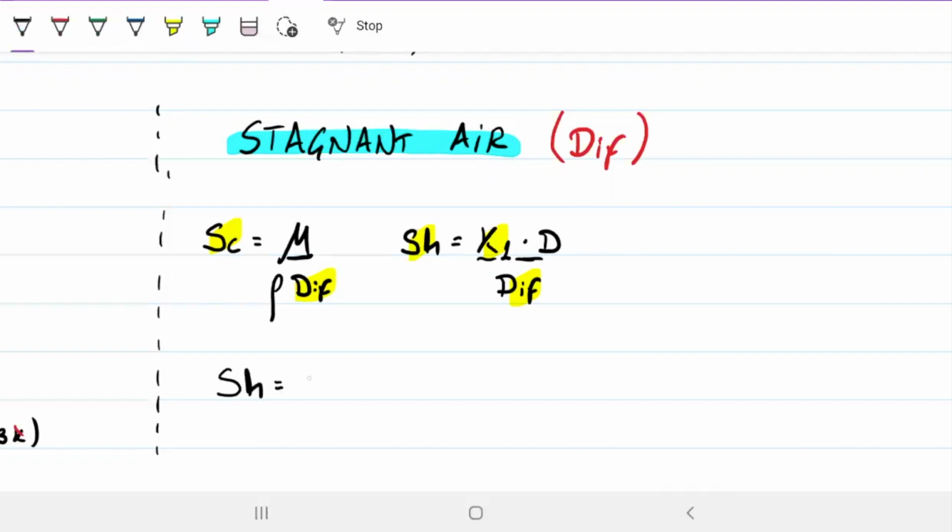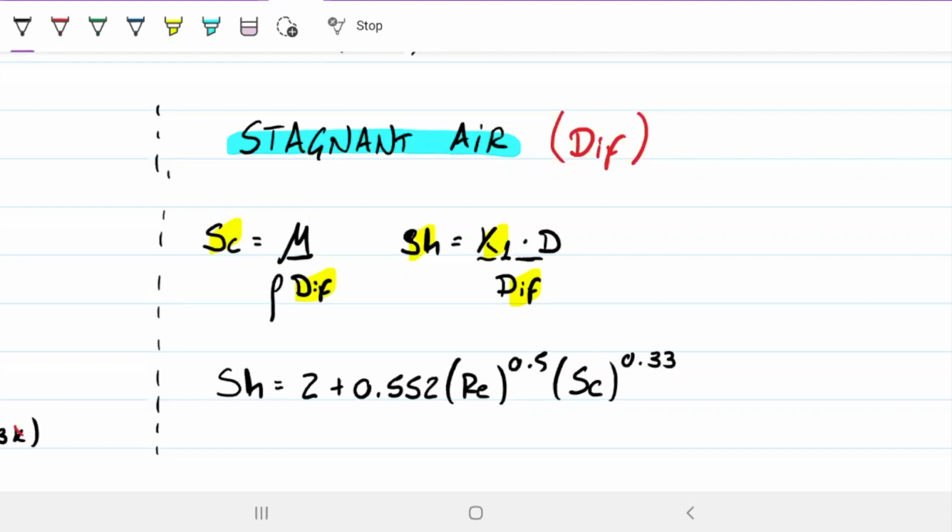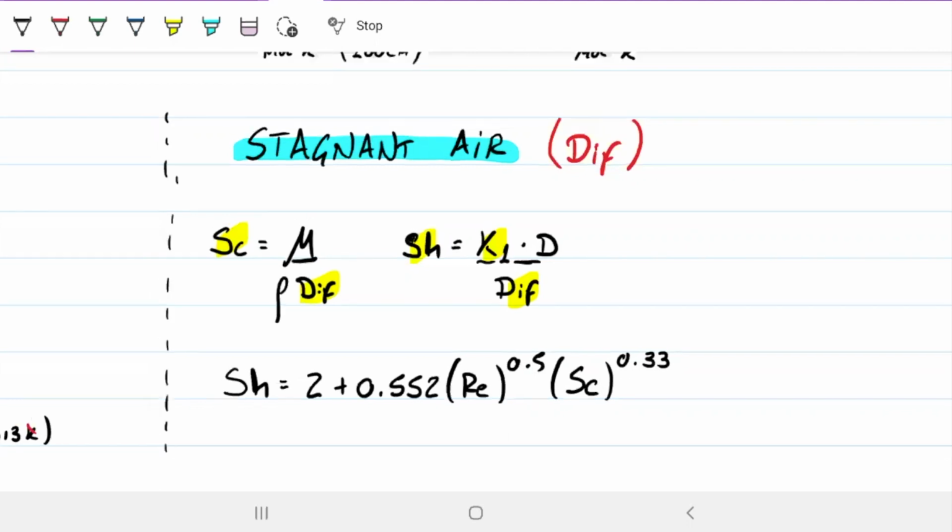And the correlation says it's 2 plus 0.552 times Reynolds to the 0.5 times Schmidt to the 0.33. All right, so note that here I also have Schmidt and Sherwood, so it's kind of a problem, right? There's just one little detail that we can use to our advantage.